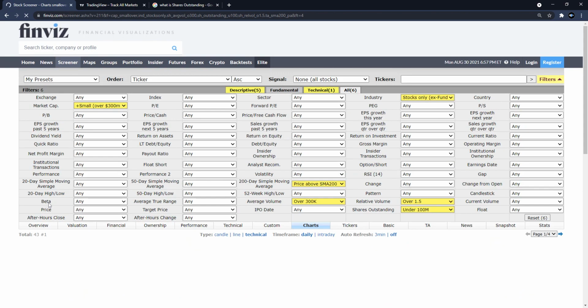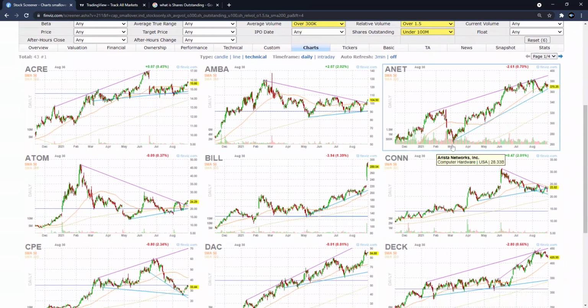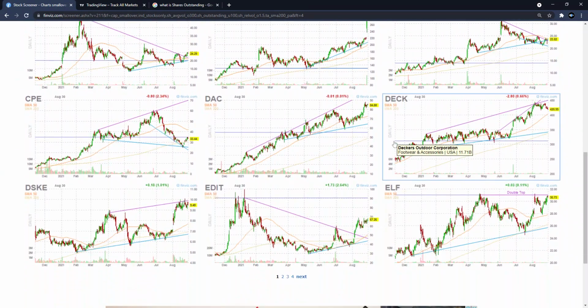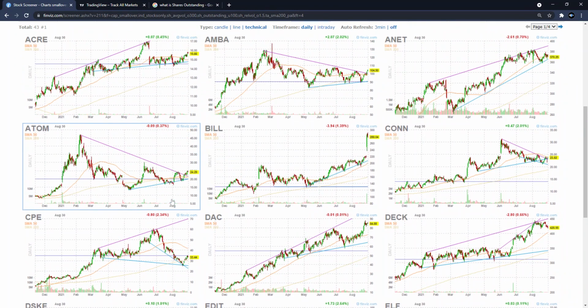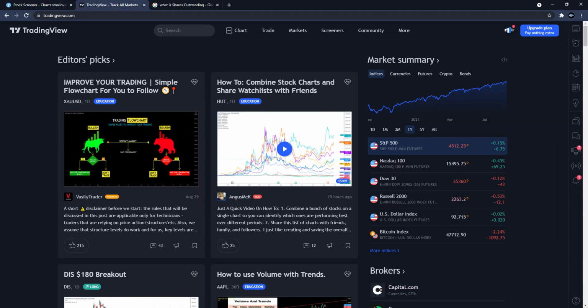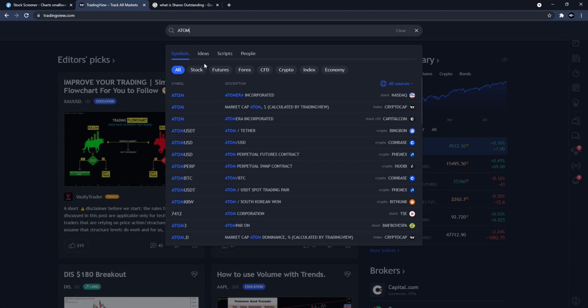As you can see right now, we're only going to have 43 stocks. We're going to be taking a look at which stock to pick and buy. You can also trade it. This could be a great pick. Atom. We're going to be taking a look at that because, as you can see, we had a break of structure. So we click on Atom. Atomera Incorporated.